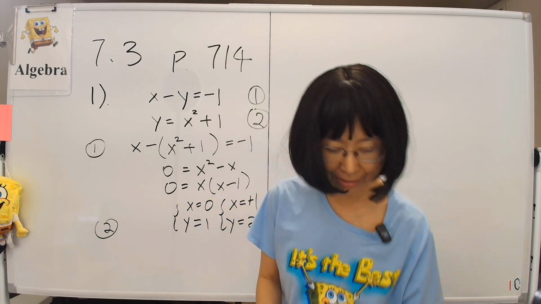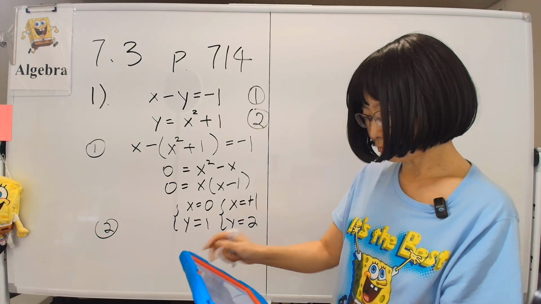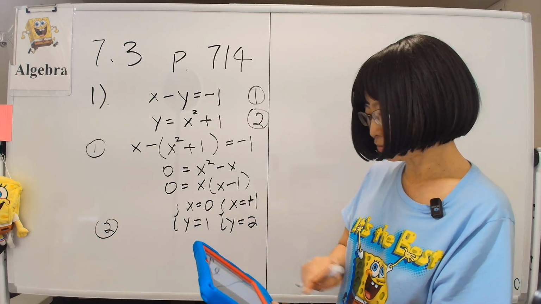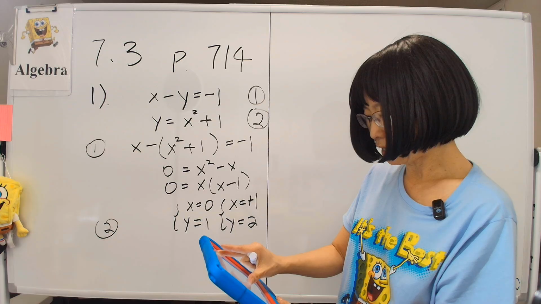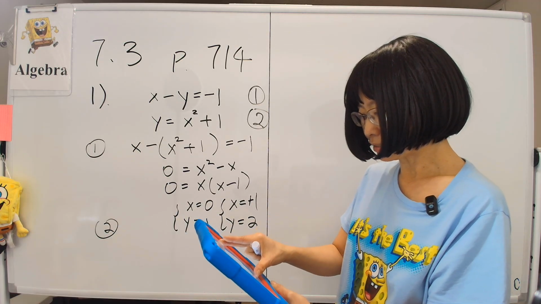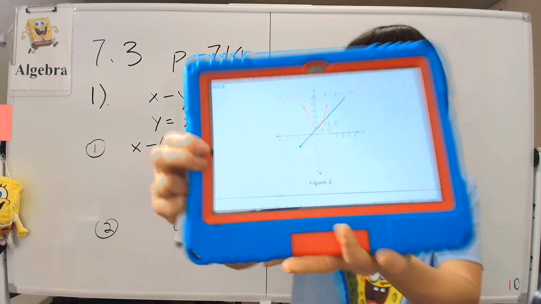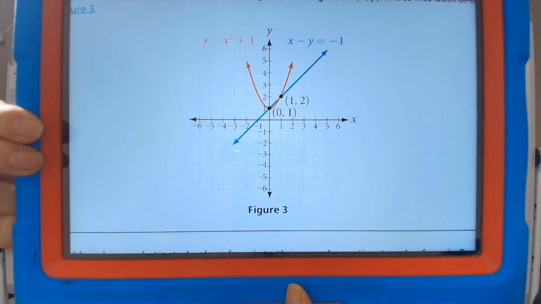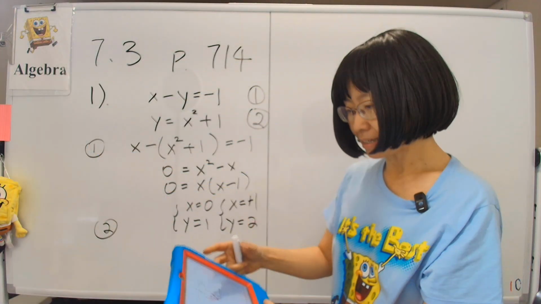All right, now let's see. So the solutions are x equals 0, y equals 1, and x equals 1, y equals 2. And that's it. On the following page, we see the graph of these two curves. They happen to intersect at 2 points. All right, and that is the solution.